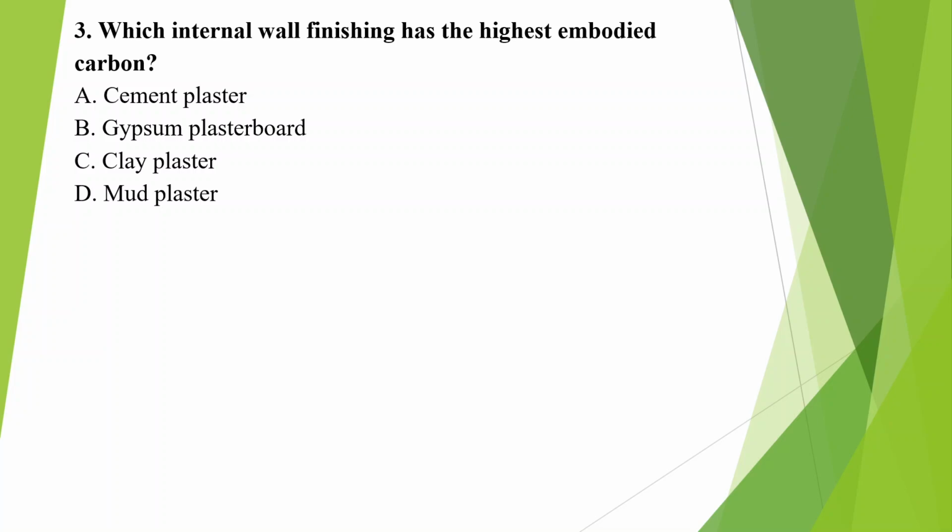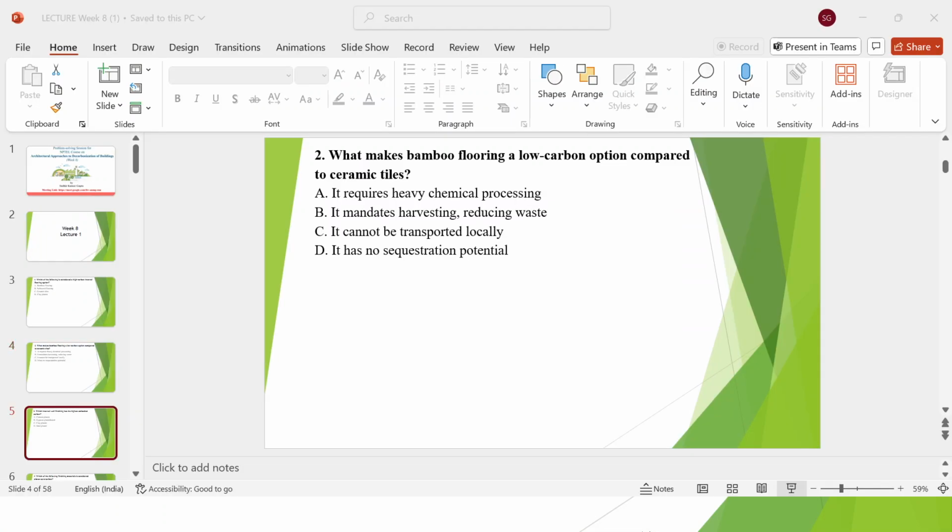The third question is asking which internal wall finishing has the highest embodied carbon: cement plaster, gypsum board, clay plaster, or mud plaster. Which of the following options are correct and incorrect? You have to identify and mark the correct answer. So for question number 3, let's see how many of you know the correct answer.